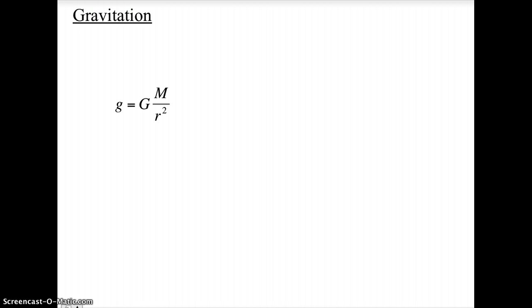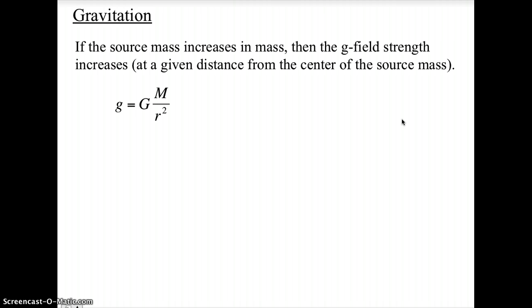So let's take a look at our equation for G field strength. We see that G field, the gravitational field strength, is directly proportional to the source mass. That means that if we increase the source mass, we'll increase the G field strength. Now, of course, we assume that we're not changing the distance r. And likewise, if we decrease the source mass, big M, then we'll decrease G, the field strength.